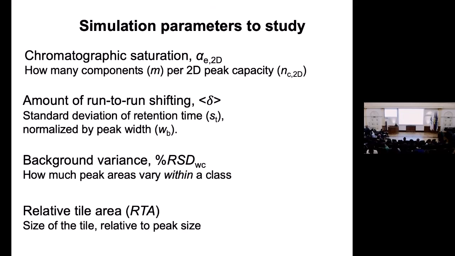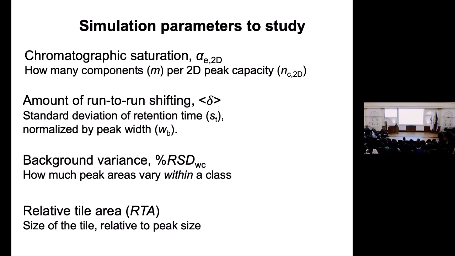Then the amount of run-to-run shifting, this is the main thing we wanted to simulate, and simulate as realistically as we could. We used this metric, we're going to call it del, which is the standard deviation in run-to-run time shifting per peak width. So how much is an analyte shifting per how wide it is, basically, on both dimensions.